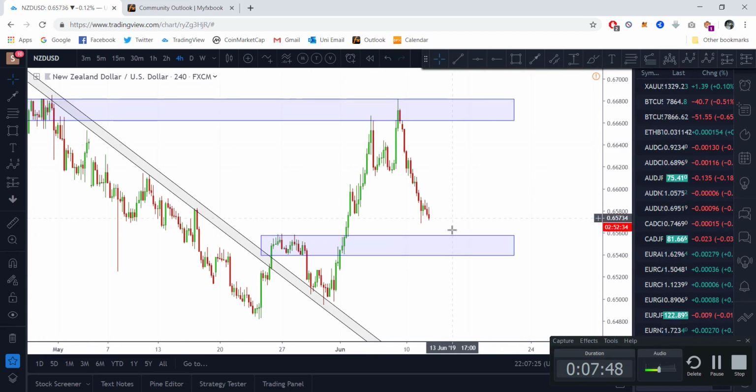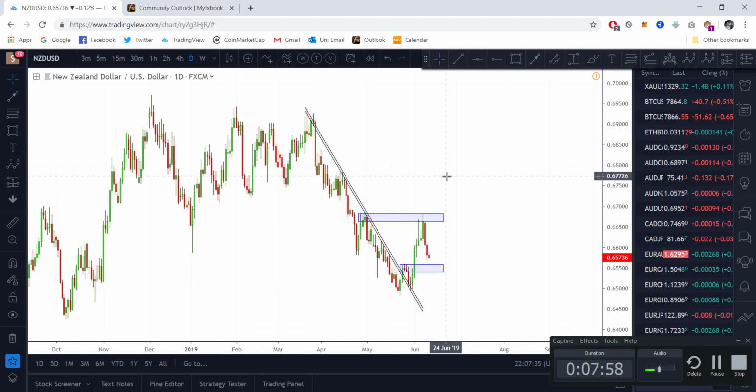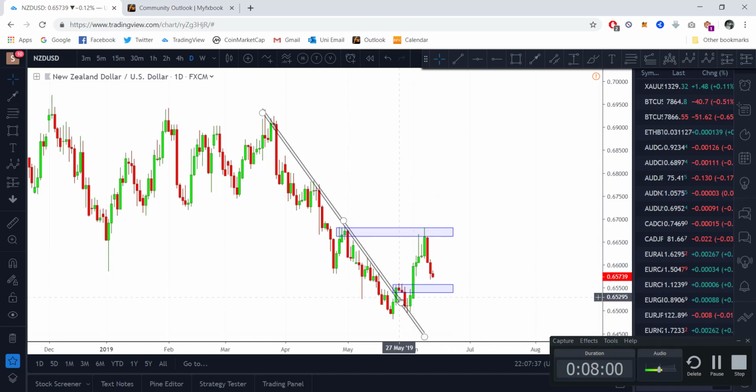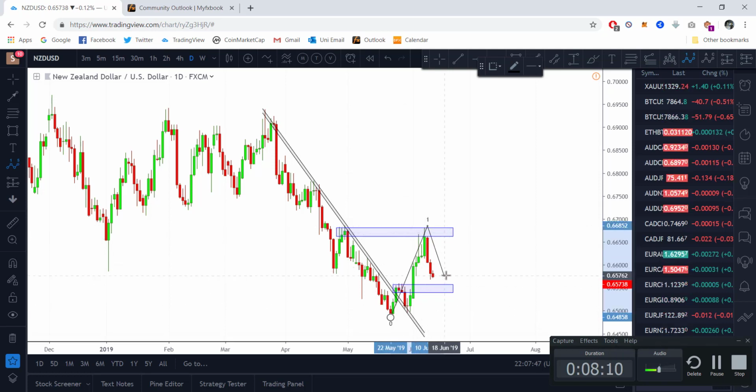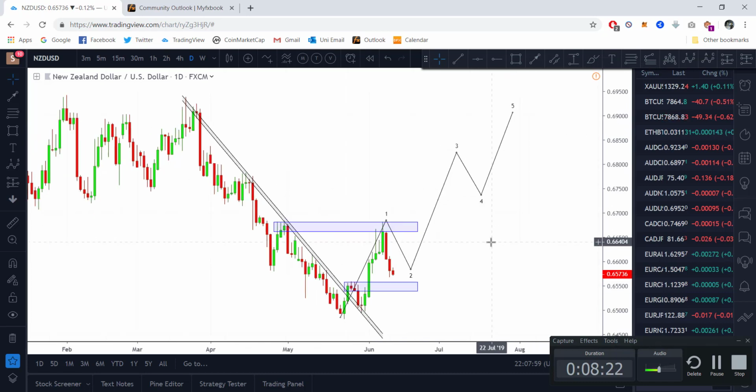Target 1 would be the equal highs somewhere around there, 113 pips. Target 2 would be a macro level, so let's go to the daily. If that was a subwave 1, 2, 3, 4, 5 on a macro view, this would be a 1, probably the end of wave 5, then a 2, even a wave 3 coming up here, 4, 5, something like that. So this will probably be my ultimate target if this is a change of trend.